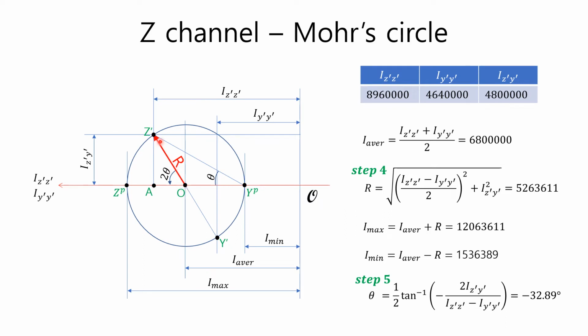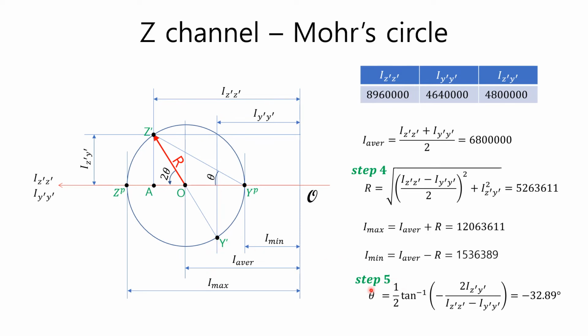The horizontal component of point Z prime, which is the end point of radius r, represents the second moment of area with respect to the horizontal axis, and the vertical component represents the product moment of area. Y prime represents the second moment of area with respect to the vertical axis.